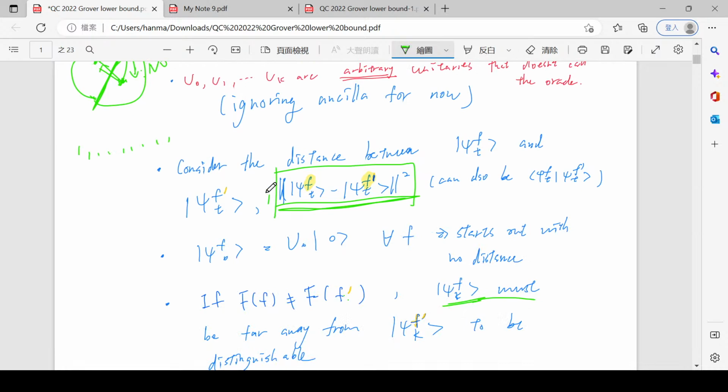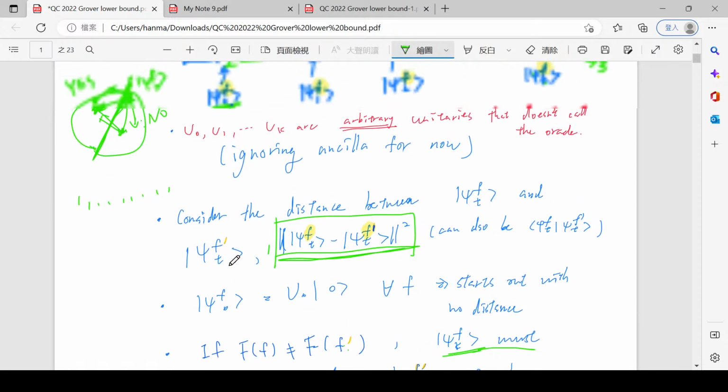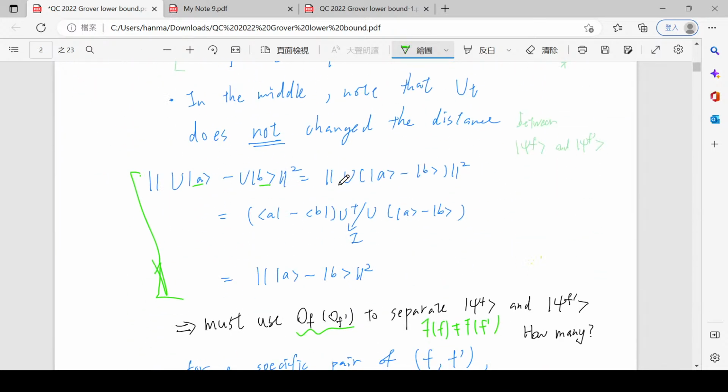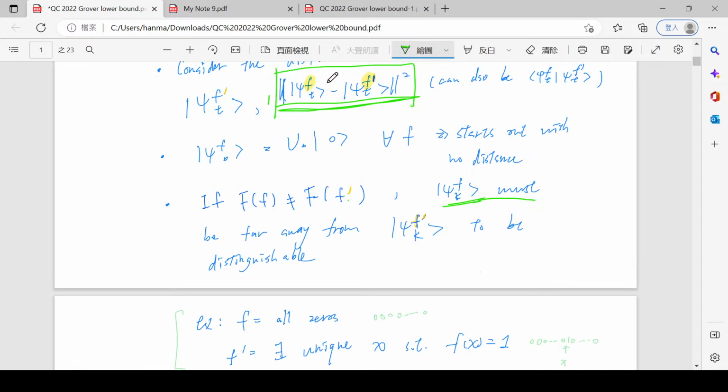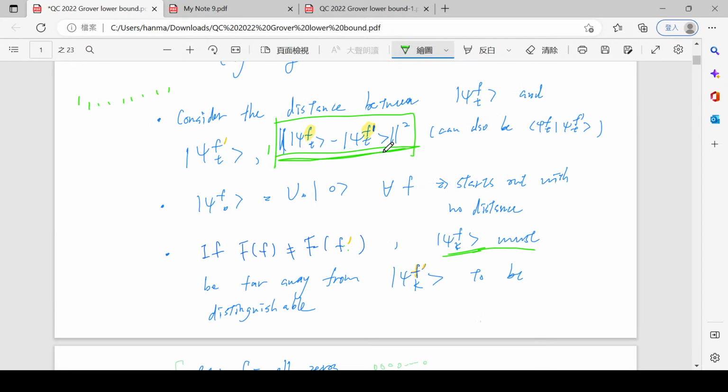So what's good about this? Something good is that this thing doesn't change when you don't do any oracle, because we want to use this to track how many oracles we use. So this is a very good property we want: when you don't do any oracle, this thing doesn't change. This is the property of the unitary. So this is a vector, then you apply a unitary on the vector, its length doesn't change. So that's cool, this actually tracks how many oracles we use.